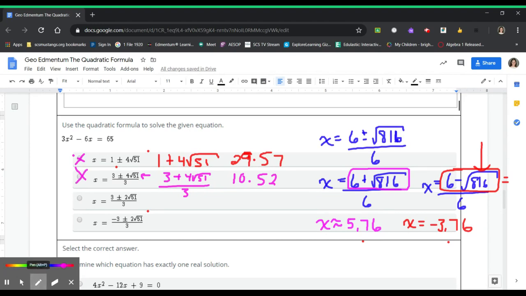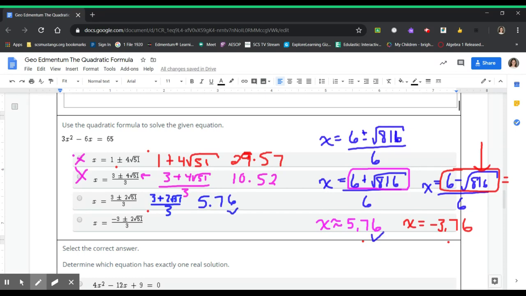And that 10.52 doesn't match either of those answers that I have, so it can't be that one either. Looking at that third answer that we've got, I'm going to type the first positive one in the calculator, so 3 plus 2 square root of 51 divided by 3. So 3 plus 2 square root of 51, enter. Before I divide by 3, I get 17.28. When I divide by 3, I get 5.76. Ooh, and that's a match. That matches this one right here.